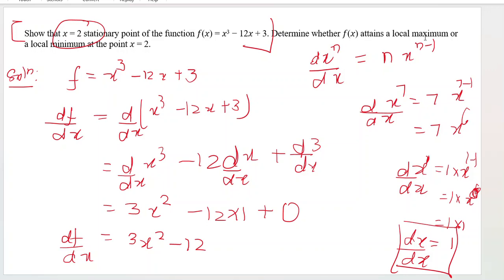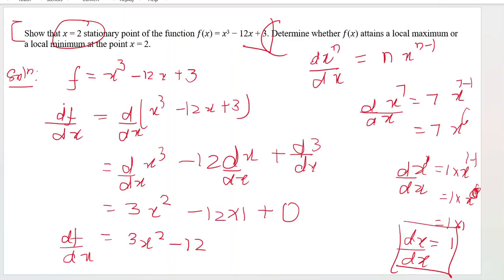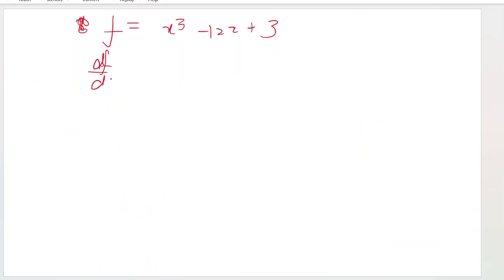Determine whether f of x attains a local maximum or a local minimum at the point x is equal to 2. So we attach this part: determine whether f of x is a local maximum or a local minimum at x is equal to 2. So for that what we do is, we have the function f which was given as x cube minus 12x plus 3, and by now we have already found the derivative, which is df by dx equal to 3x square minus 12. So now we find the second derivative.